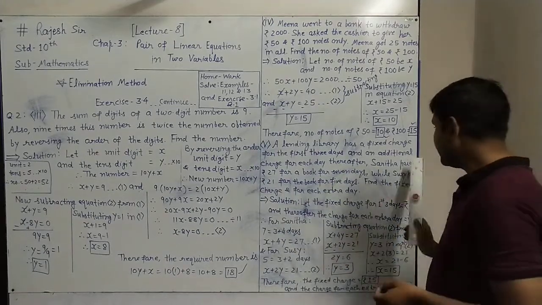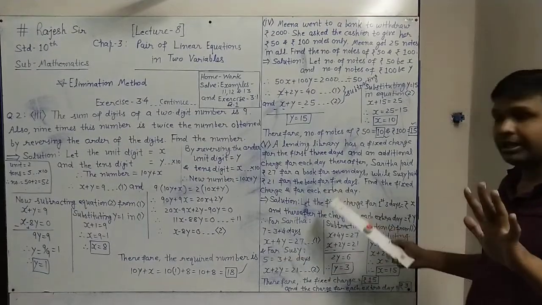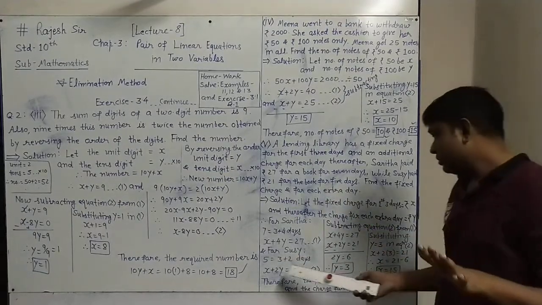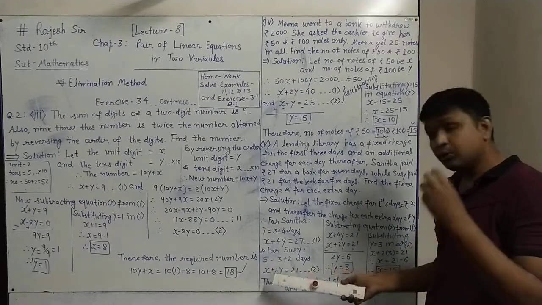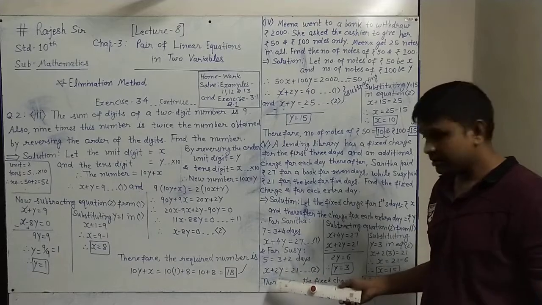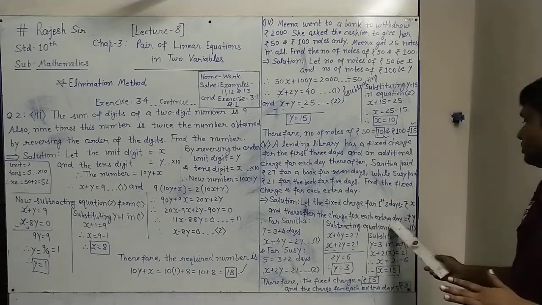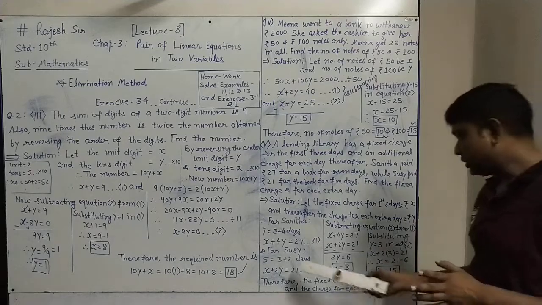In a similar way for Susie, she kept the book for 5 days. So 5 is also split into two parts, because in 5 days, the first 3 days' charge is fixed and for the remaining 2 days she has to pay y rupees per day. So that way it is done.